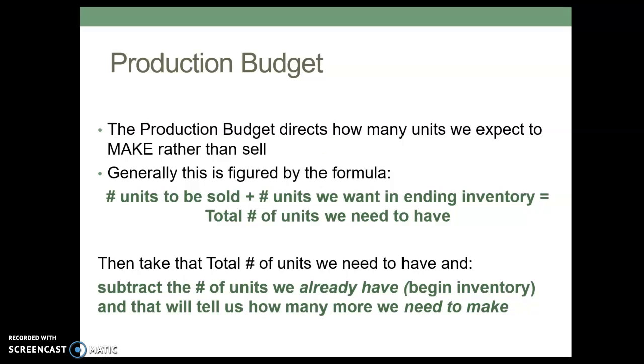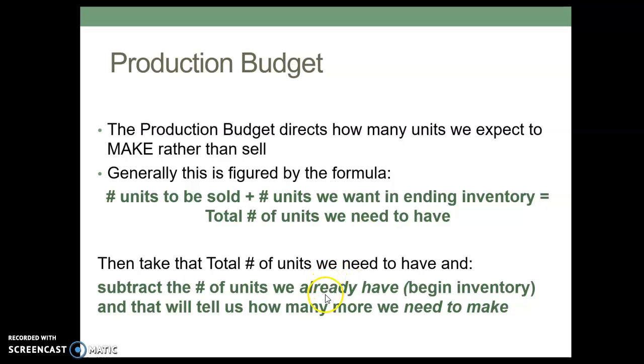Okay, so we basically have a formula that we're going to use for the production budget. We're going to take the number of units to be sold, and that comes off the sales budget. And then we have to add the number of units we want to have in ending inventory. And those two together equal the total number of units we need to have for that period.